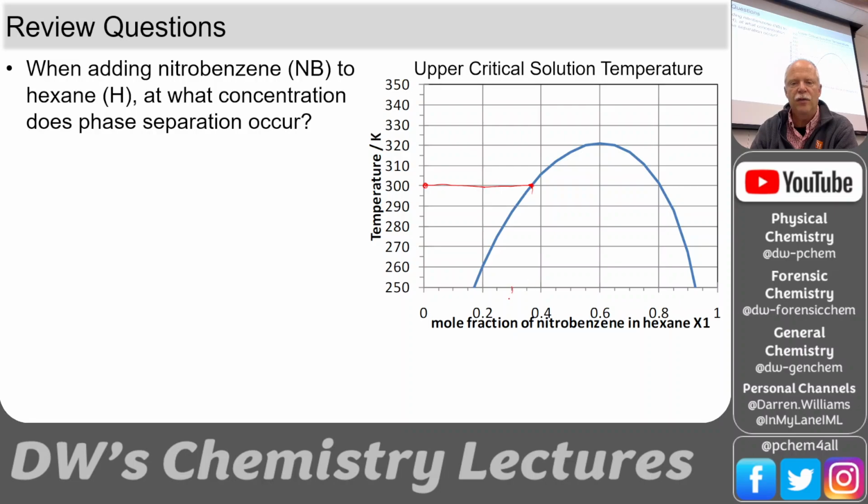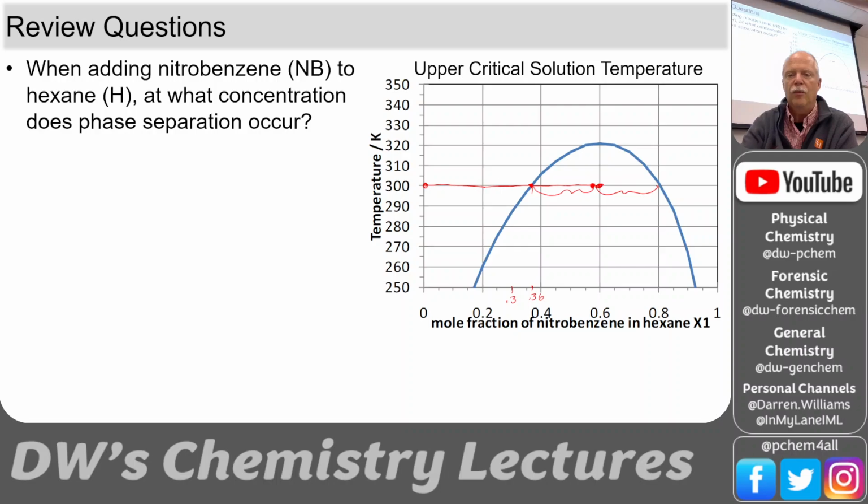So this is 0.3, 0.35, so about 0.36 or 0.37. You see that? As we're adding nitrobenzene, once we get above 0.36, then we're going to start to form a tiny little layer of nitrobenzene in the bottom. If we keep going to here, at 0.6, we have about, well, maybe it's slightly less than that, 0.57 or so. These two lines are about the same. And so there we have the same number of moles in each layer.